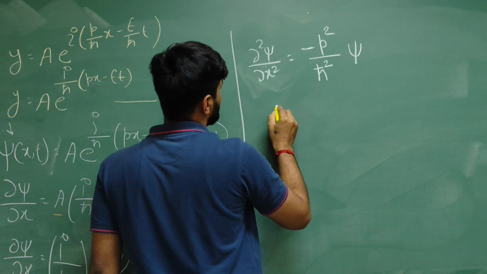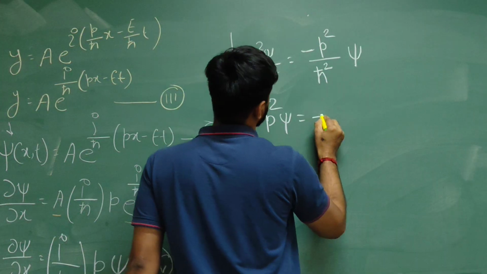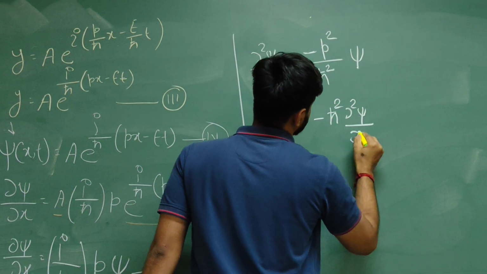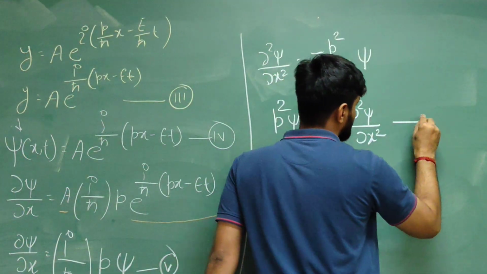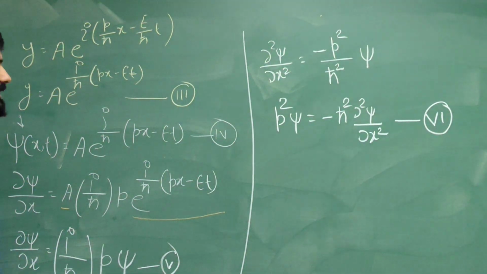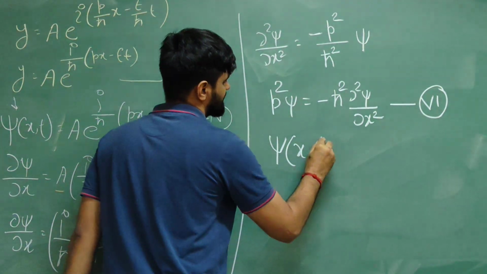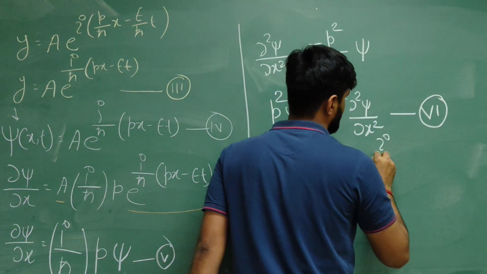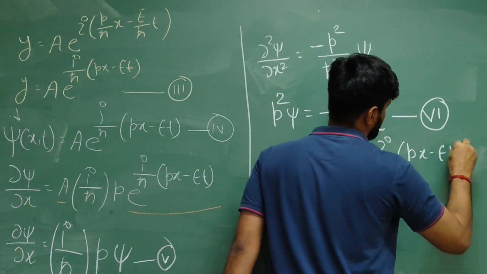So from here we can calculate the value of p square psi, that will be equal to minus h square del 2 psi by del x square. So I'll assume this equation is my equation 6. Okay. Now next, we have the wave equation psi of x,t, that is equal to A e to the power i by h squared (px minus Et).